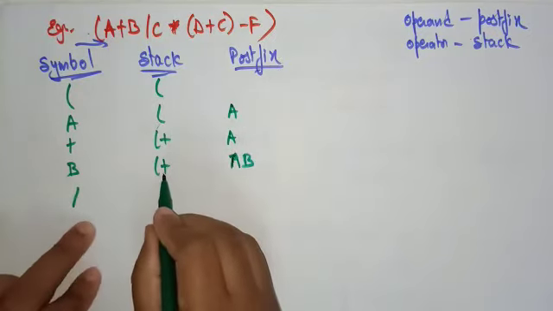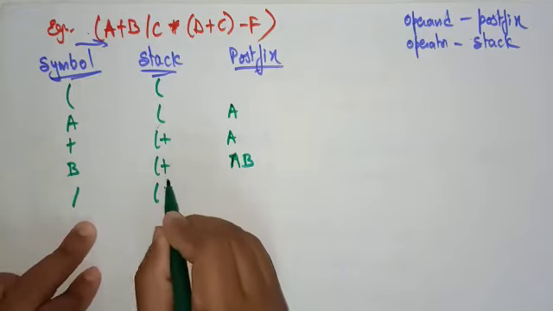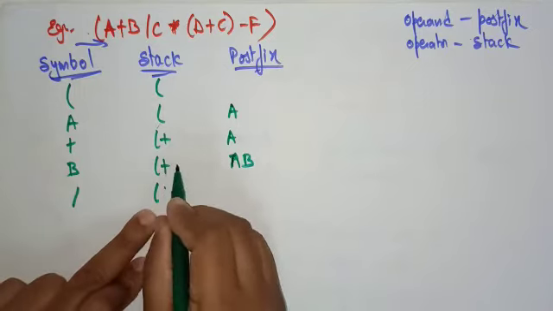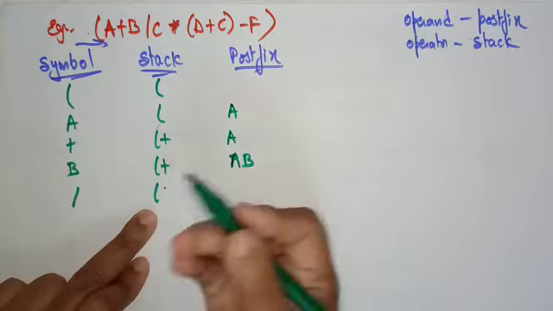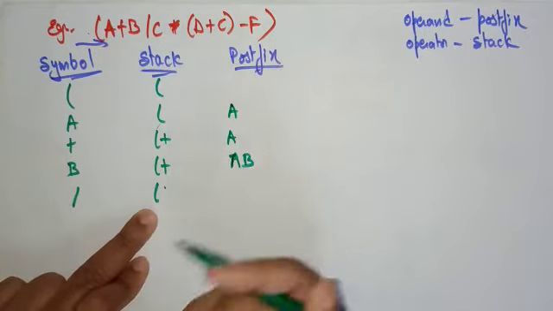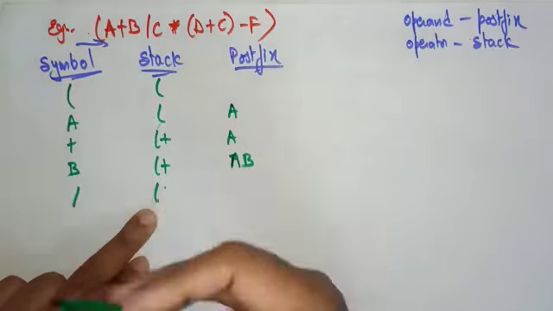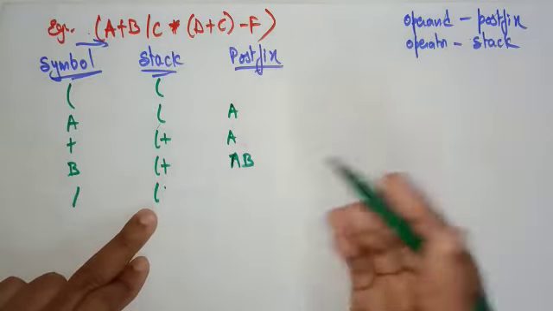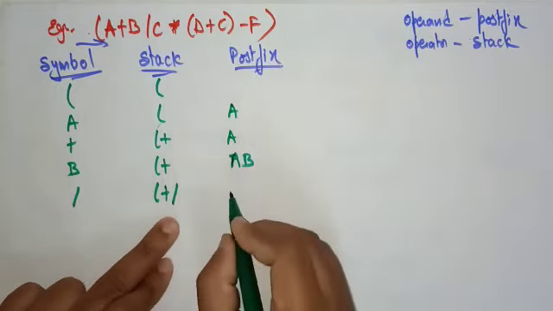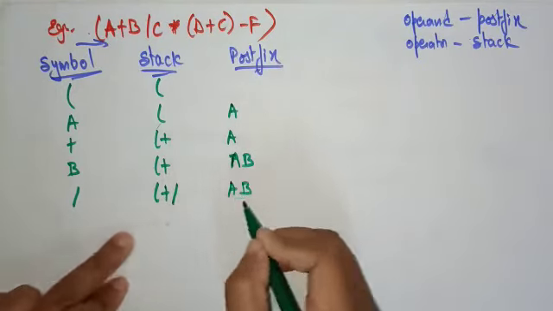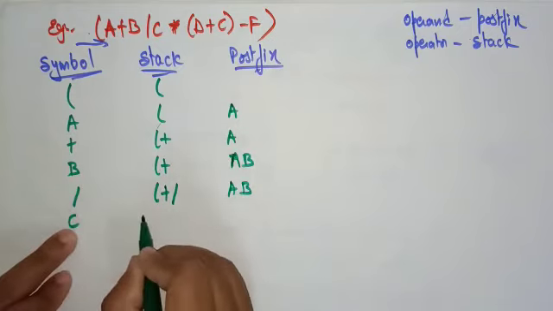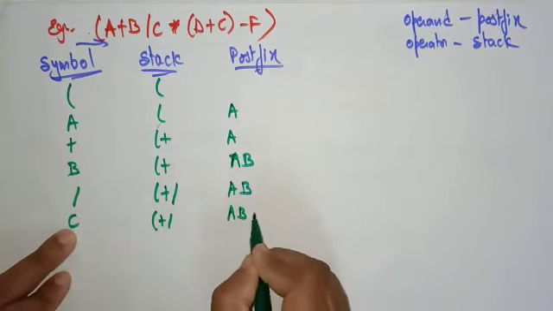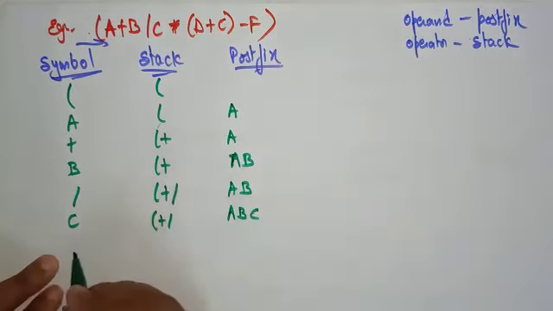Next is division. So check here. Plus is the top of the stack. Plus is the lowest priority and the symbol coming is of higher priority. No problem, it can be tolerated, because the highest priority cannot tolerate a lowest priority symbol, but the lowest can tolerate the highest. So place division. Now coming C. C is an operand, place it on the postfix expression: A, B, C.